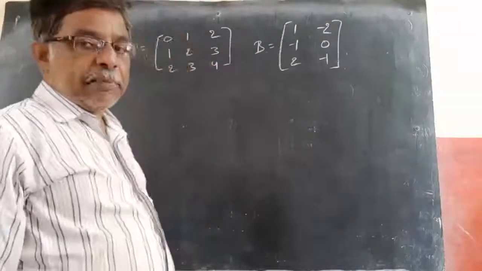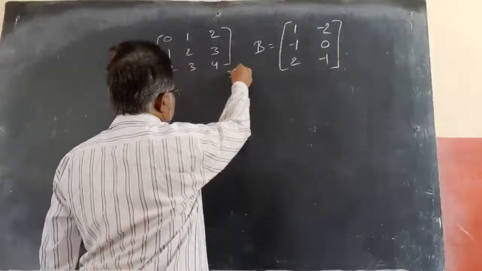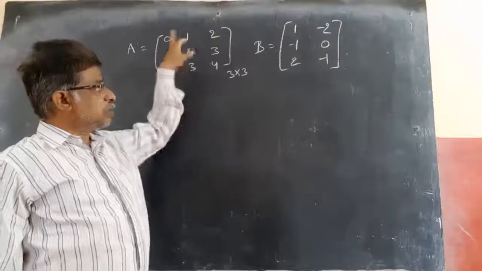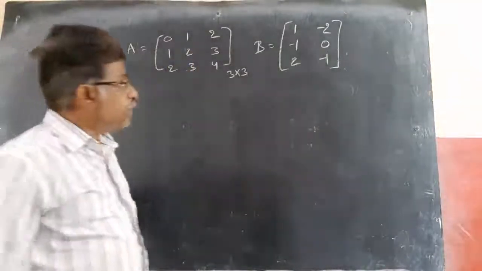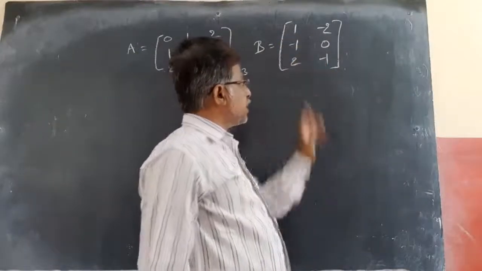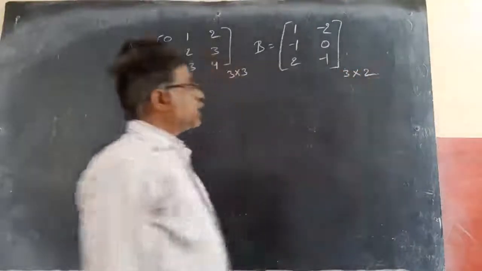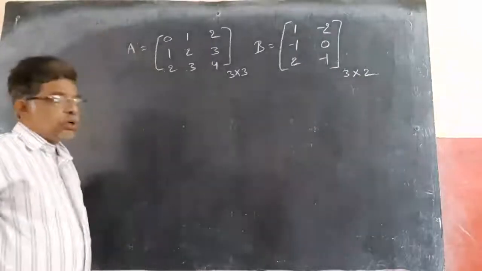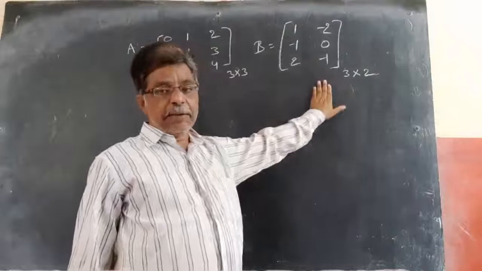Now how to do multiplication? We will take one example and we will continue with that. Suppose A is a matrix of the order 3 by 3, 3 rows, 3 columns: 0, 1, 2; 1, 2, 3; 2, 3, 4. And B is another matrix like this: 1, minus 2; minus 1, 0; 2, minus 1. This is of 3 rows and 2 columns, so that is 3 by 2. Size of A is 3 by 3. Size of B is 3 by 2.